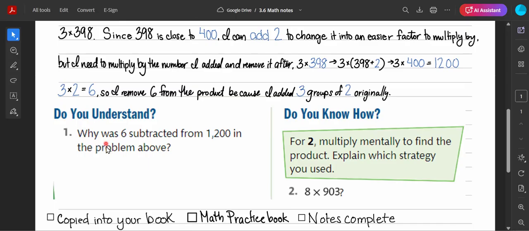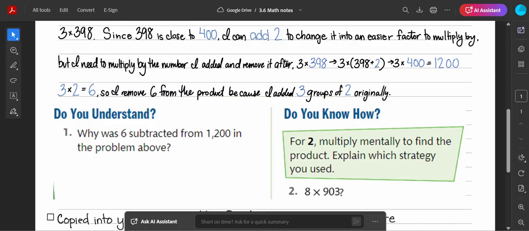For number 1, why was 6 subtracted from 1,200 in that problem above? Well, when you think about it, we know that we added 2 in order to use compensation, right? And so when we added 2 and then we multiplied it by 3, what we had is 6 of that number in order to change it into that 400. So we had a greater number than 398. The product after multiplying 3 times 400 had to be adjusted to find the product of 3 times 398, not 3 times 400, because that was our equation that we used to solve, but that was a way for us to make it easier for ourselves.